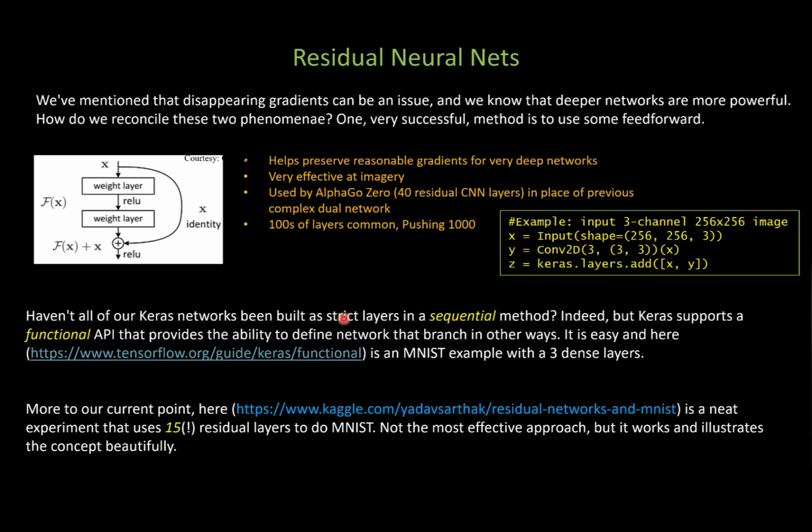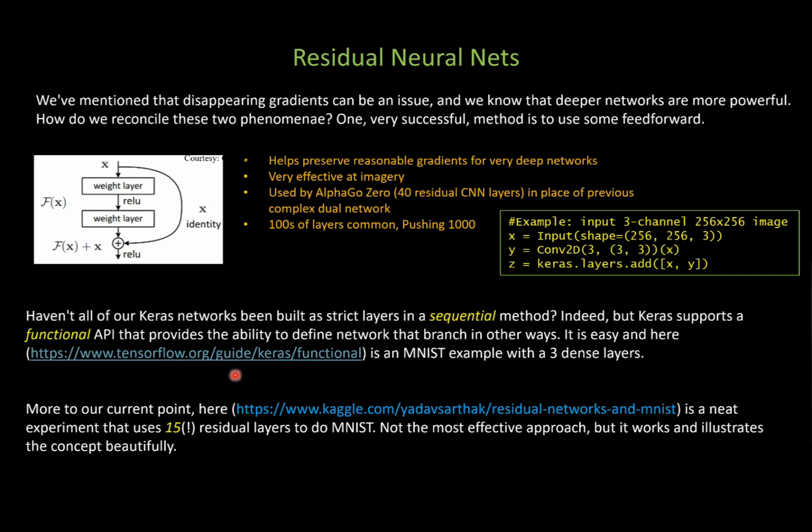But haven't all of our networks been built strictly as sequential layers? If we look at our code, we just said sequential and just added a bunch of layers inside of that sequential command. Yeah, indeed, but it's very easy to use the functional API, which instead allows us to make networks that branch in different ways and do all kinds of funny stuff. So there's an MNIST example of using that. It's very obvious what it's doing. It's very simple to use. And so if you see more complicated architectures where the networks are branching out into pieces and doing different things, TensorFlow makes it very easy to do that.